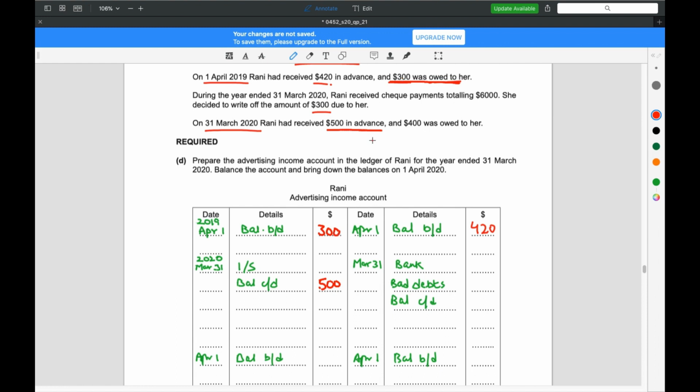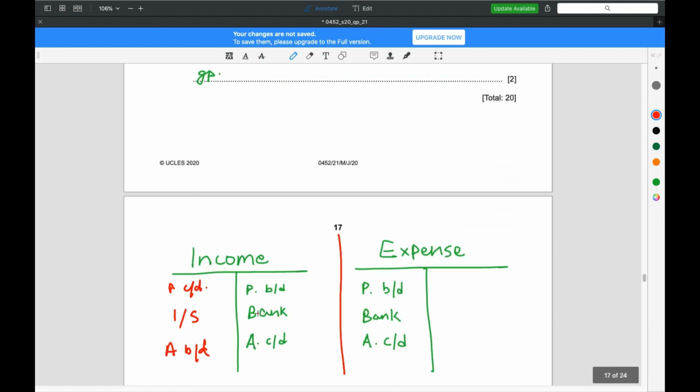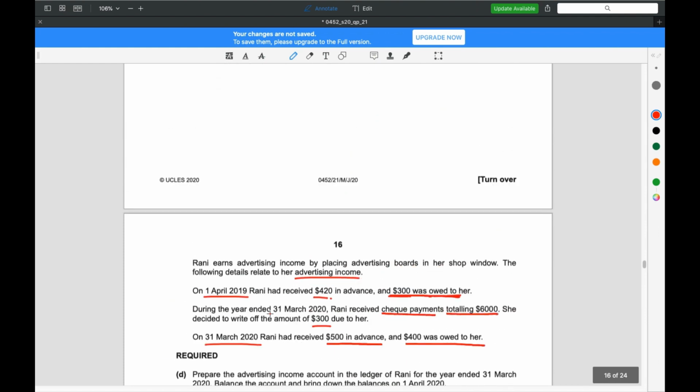We did this. All right. And then, at the end of the year, 400 was owed to her. So this is accrued carried down, right? So accrued carry down comes up on the credit side, so that's going to be $400. And then he says that Rani received check payments totaling 6,000. So she received $6,000 in her bank, right? Check payments. So we have the bank here. The bank in an income account is always on the credit side, right?